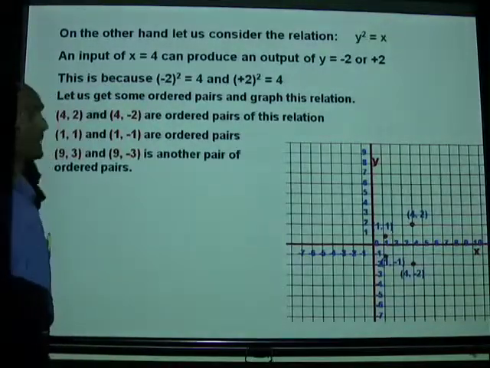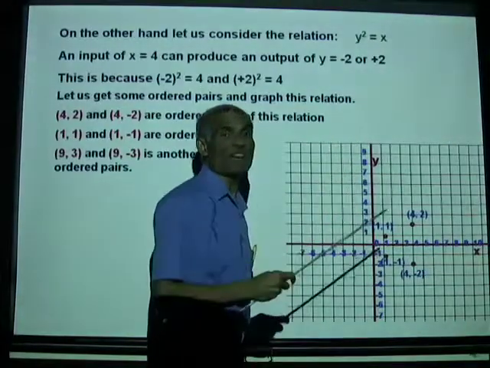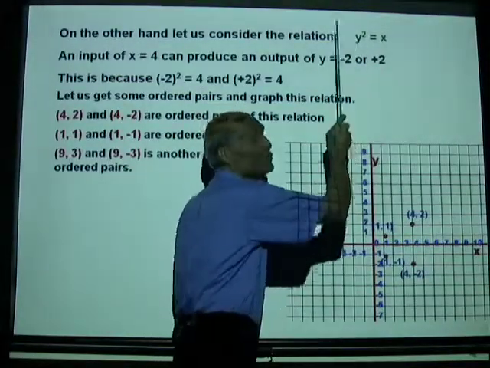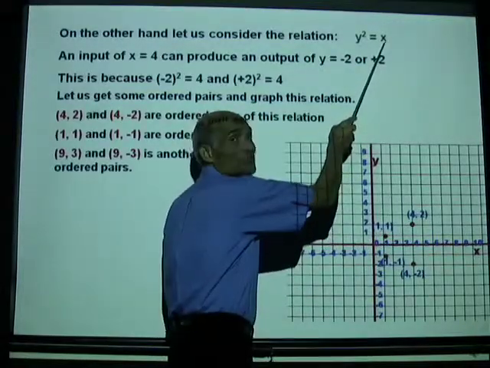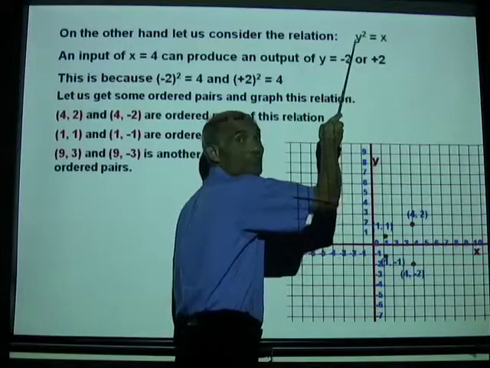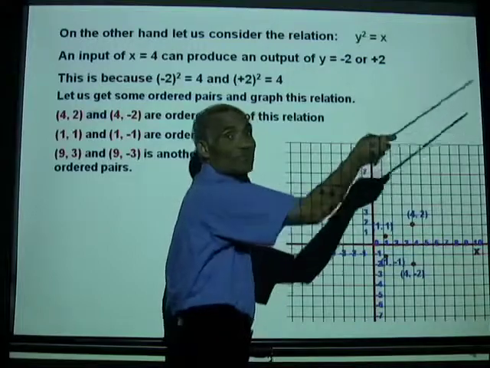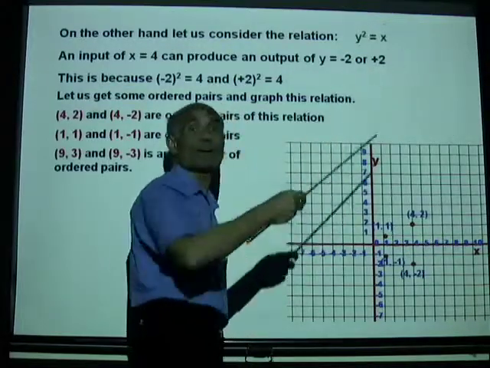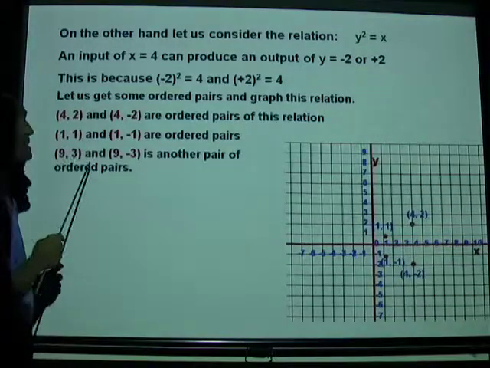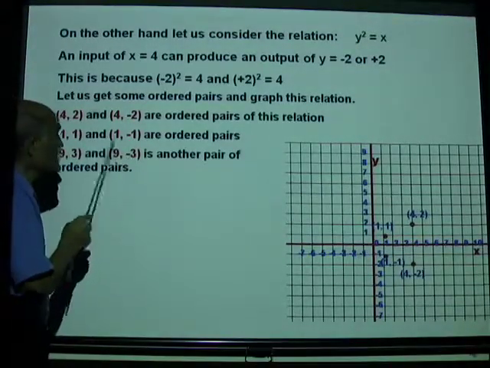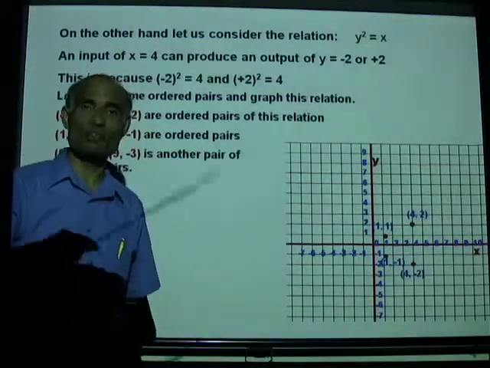How about another ordered pair? If the input is 9, what are the possible values of the output? You see, 9 can be produced by squaring either 3 or -3. 3 squared is equal to 9, -3 squared is also equal to 9. That means (9, 3) and (9, -3) are another pair of ordered pairs for this relation.